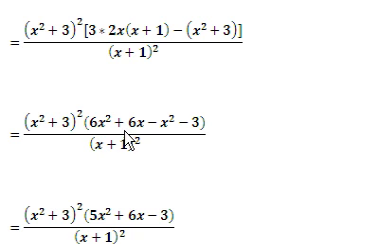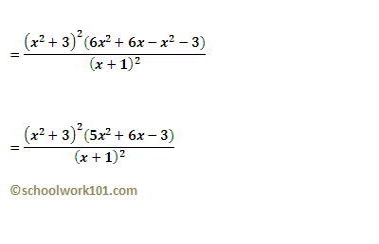And then we want to collect up some like terms in here. We have a 6x squared, a minus x squared, so that's going to leave us with a 5x squared. And looks like that's all we can do on that. Okay, so I stop right there. And this is my final answer. This is the derivative.